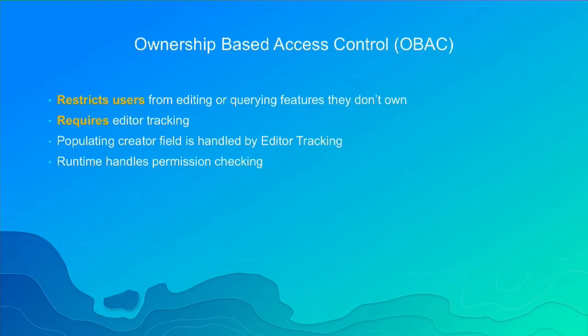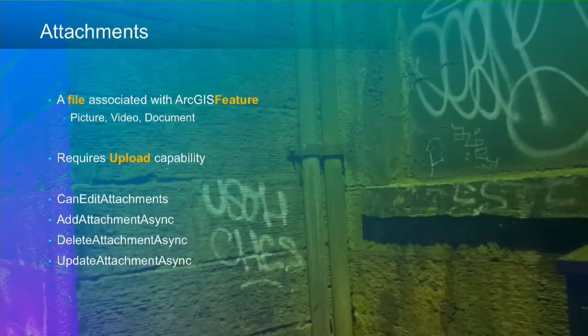Ownership-based access control is really about restricting the capabilities that groups of users have on individual features or on layers of data. You need to have editor tracking enabled to be able to support this. The service needs to have that enabled because it needs to have that identity of who is actually doing the editing or the creation to be able to figure out if they're actually allowed to create or edit certain features. And again, all of this is taken care of by the runtime.